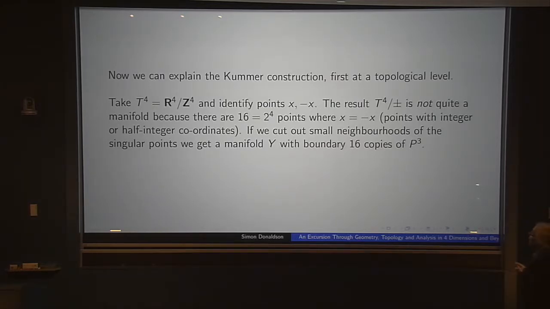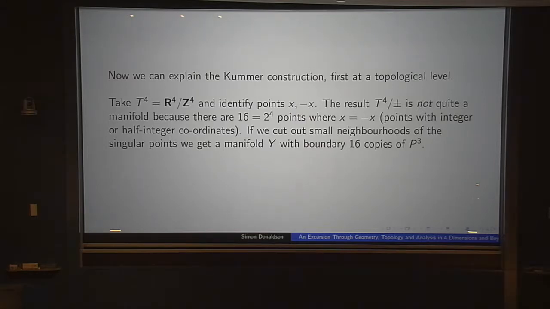So that thing is not quite a manifold because there are some special points where x is equal to -x, and that, as we'll see in a moment, sort of destroys the manifold property. These come when, thinking in terms of coordinates in R4, our points have every coordinate either an integer or a half-integer. Those are just the ones which give, modulo Z4, x equal to -x. So in each coordinate direction there are two choices, either half-integer or integer, so there are 2 to the 4th, which is 16 special points.